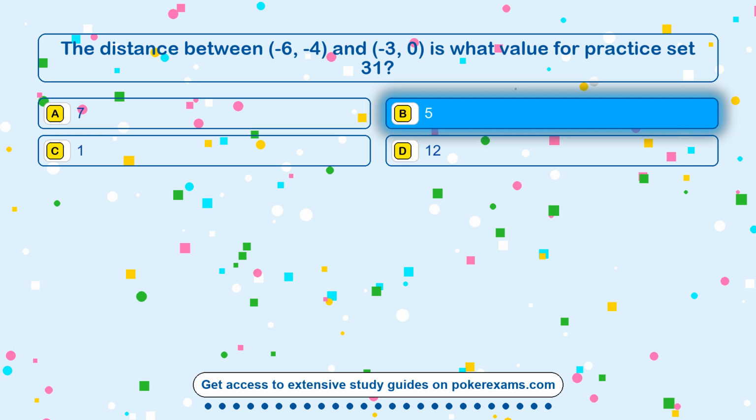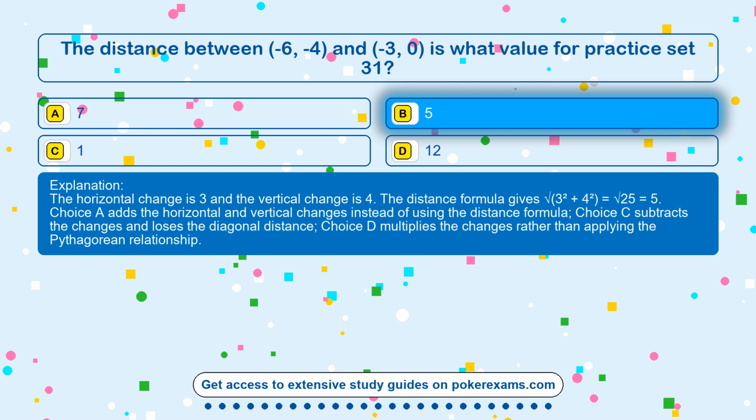The correct answer is option B, 5. The horizontal change is 3 and the vertical change is 4. The distance formula gives 3 squared plus 4 squared equals 25, and the square root of 25 is 5.